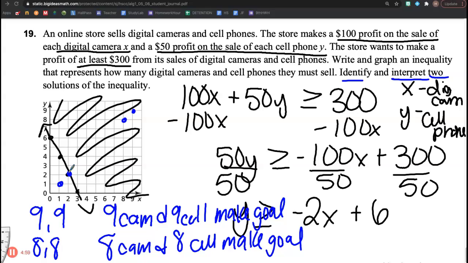Any of the points, you could have used any of these. You just had to pick 2 of them and interpret them. Questions on that problem? No? Your homework is online.